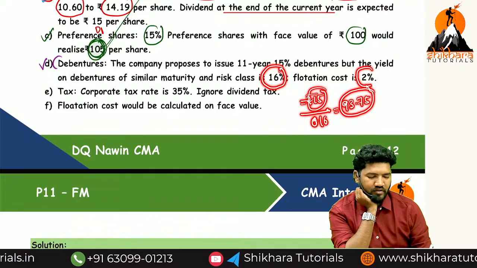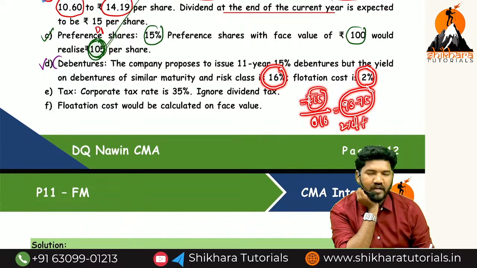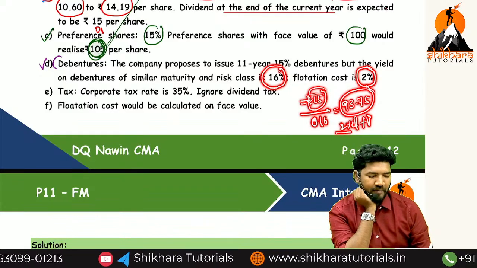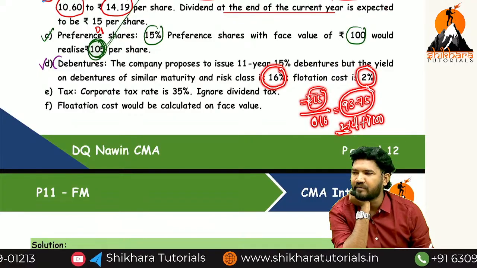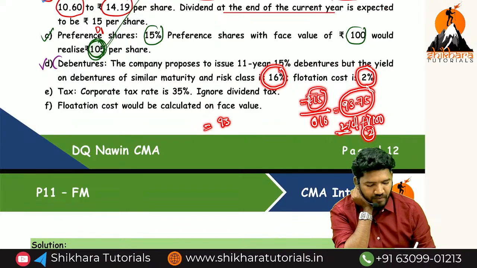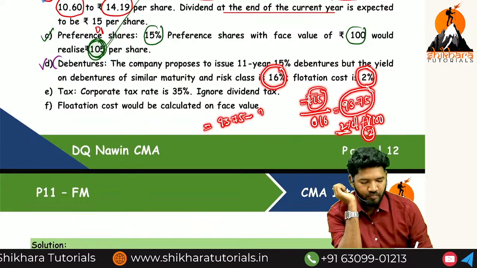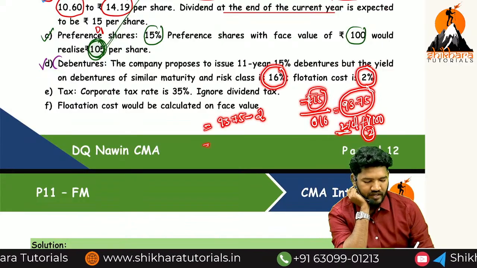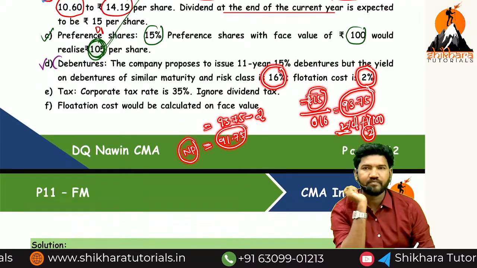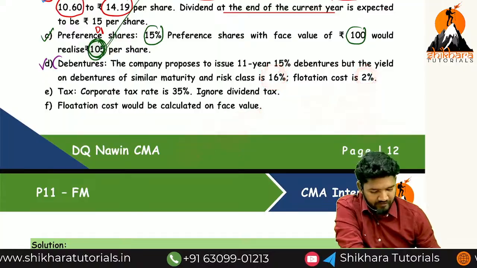That's why we are using flotation cost: 2% of face value. Why? Because we are issuing at a discount, and the discount value is lesser than the face value, so I am applying this 2% on face value, that is 100. If you apply on 100, it is 2 rupees. Now I am selling the issue at 93.75 and no one is ready to buy, so I appointed an underwriter. For him I need to pay 2 rupees per debenture. Now the net consideration I received is 91.75 rupees. That is the net proceeds calculation. Clear? Any doubt on this? Sure? Okay, then fine.